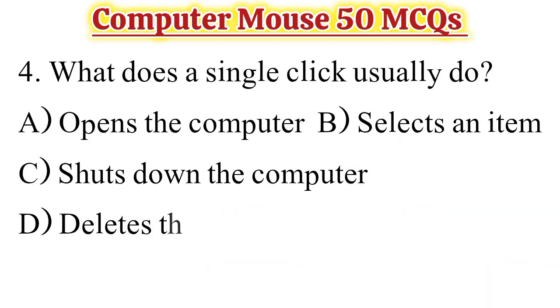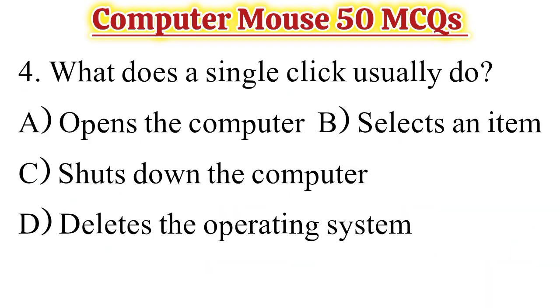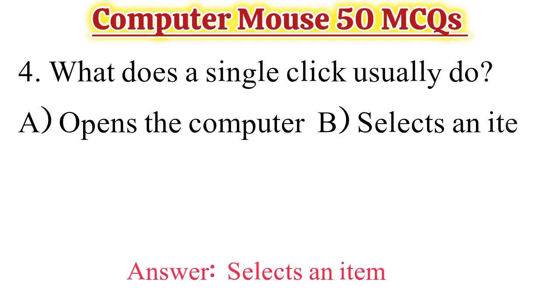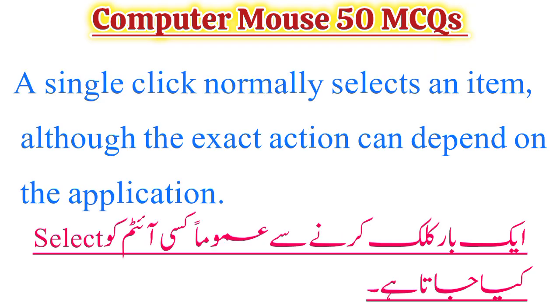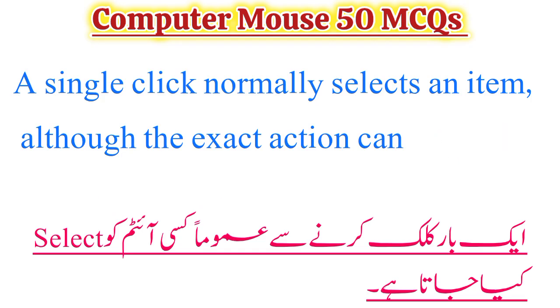4. What does a single click usually do? A. Opens the computer. B. Selects an item. C. Shuts down the computer. D. Deletes the operating system. Answer: B. Selects an item. A single click normally selects an item, although the exact action can depend on the application.